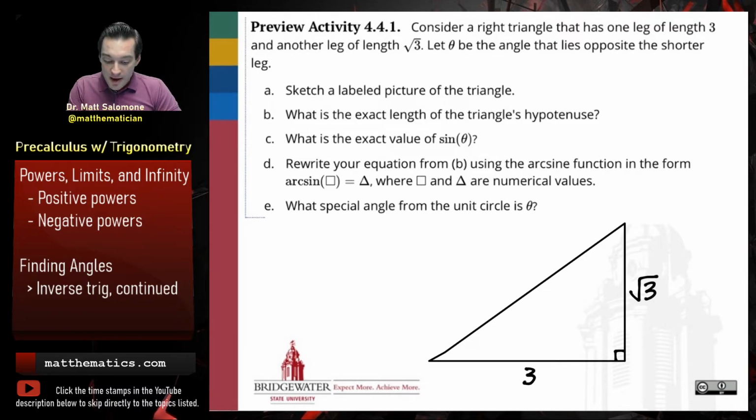It says, let theta be the angle that lies opposite the shorter leg. So the shorter leg is the square root of 3 leg, and opposite of that is the angle over here. So theta is going to be labeled this angle. Okay, so part A, sketch a labeled picture of the triangle. Done. What is the exact length of the triangle's hypotenuse? Well, we know two lengths in my triangle, and we're just looking to find the third length. The single tool that we have in our toolbox for doing so is the Pythagorean Theorem.